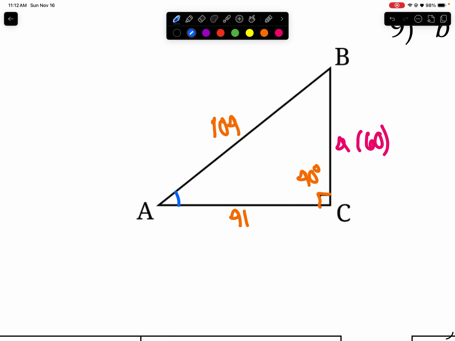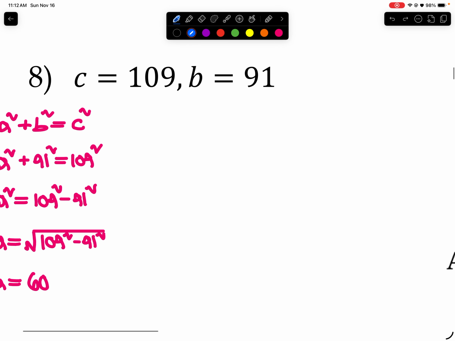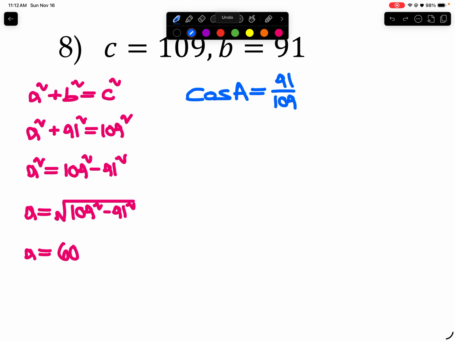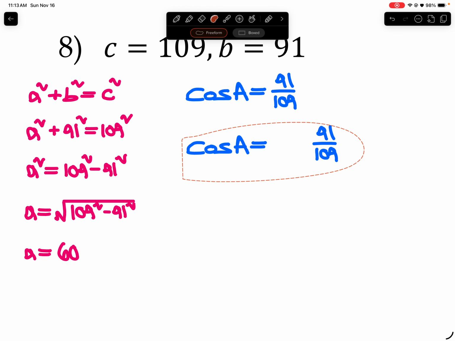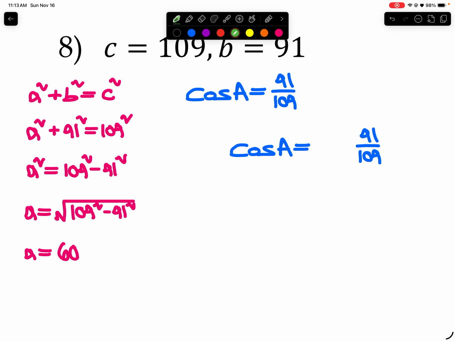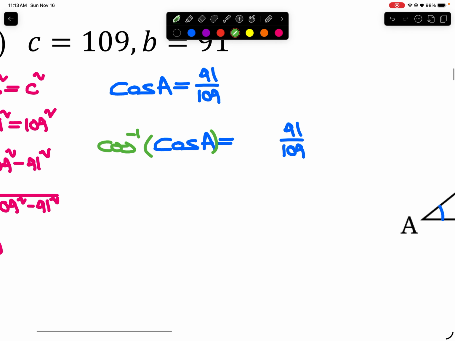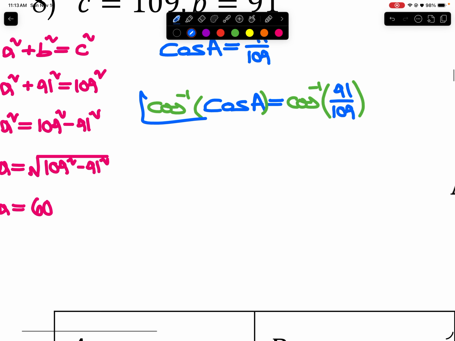With angle A, I am given the adjacent, and I also have the hypotenuse. So if I have the adjacent and hypotenuse, I'm going to use a cosine ratio. So I'm going to have cosine of some unknown angle A equal to the adjacent over the hypotenuse. I want to figure out what this A value is, so I need to get rid of this cosine. I'm going to take the inverse cosine of both sides. On the left side, the cosine and the inverse cosine simplify. So we're left with A equals inverse cosine of 91 over 109.